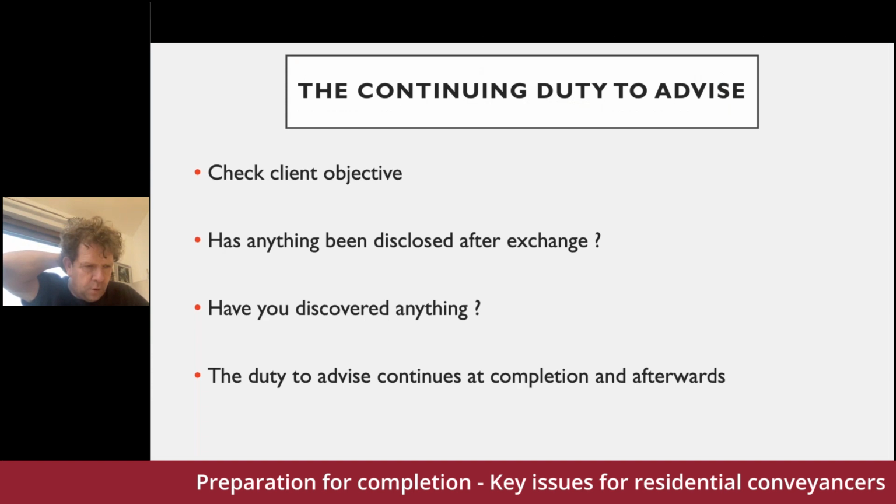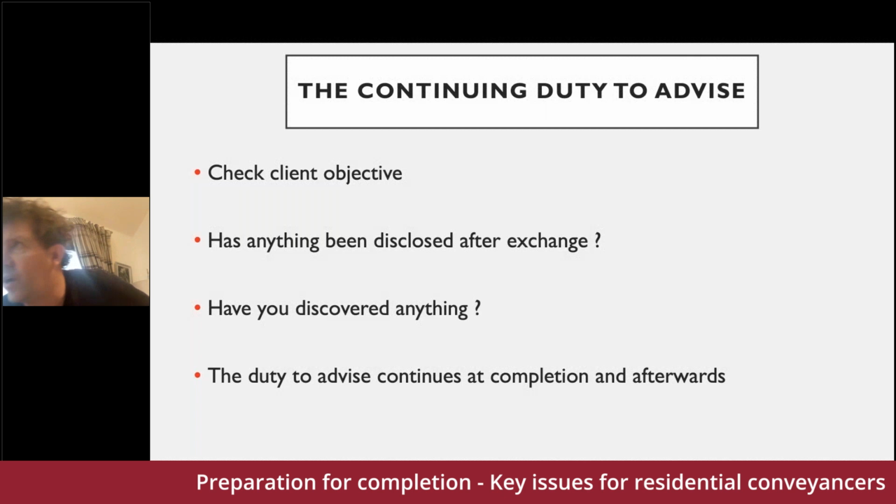Other things that I think are important with regard to preparing for completion. Once you've submitted a report on title to a buyer client, if you become aware of anything else that would impact on the client's decision to proceed to complete, you've got to advise the client of it. So if you become aware of an adverse entry in a search, if you become aware the seller having disclosed additional information, then it's necessary to amend the report on title and draw your buyer client's attention to the problem or issue that's identified, even though this is now being disclosed after exchange of contracts.